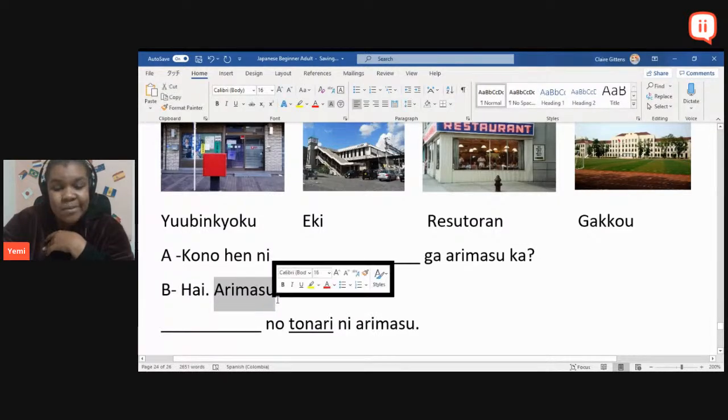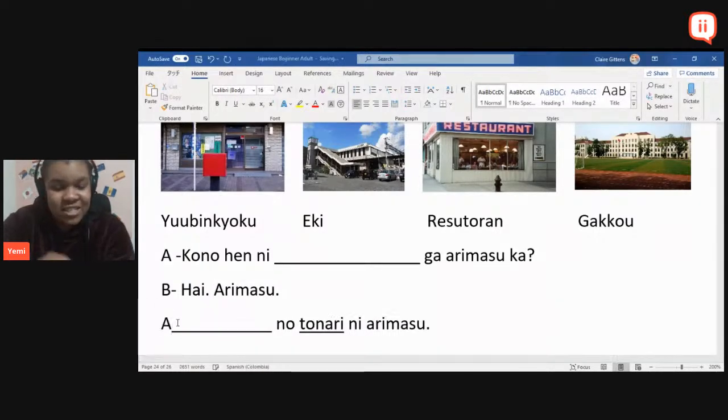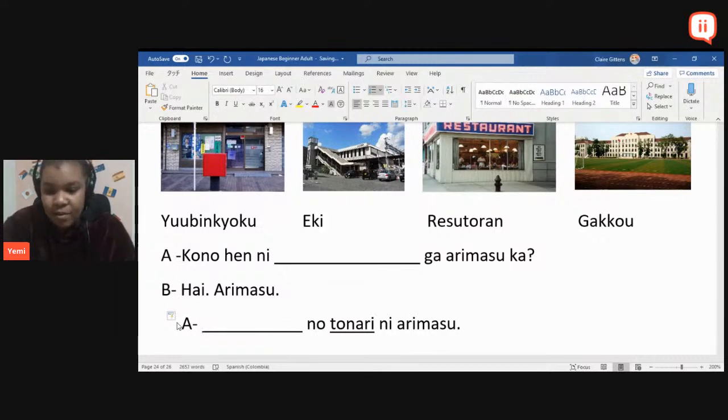One of the easy things about Japanese is you don't need a subject. It can get confusing sometimes because people drop the subjects, okay? So this is just is, exists, okay? But it means it's actually really easy to make sentences at the beginning, okay?